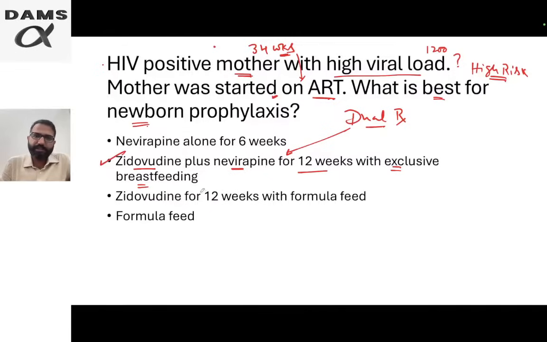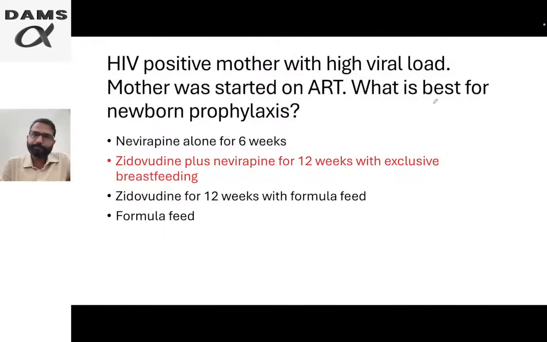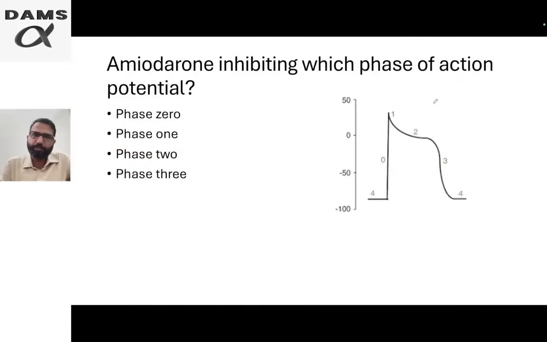We cannot give zidovudine alone. We give zidovudine plus nevirapine for 12 weeks with exclusive breastfeeding. If breastfeeding is not exclusive, then in the Indian setting we definitely advise breastfeeding, because breastfeeding is a must in India. Then also the answer will be zidovudine plus nevirapine. You can correct me if any doubt in the question, because again I would say it is not the complete question. I don't know the complete question. You guys have given the exam, you know the exact.